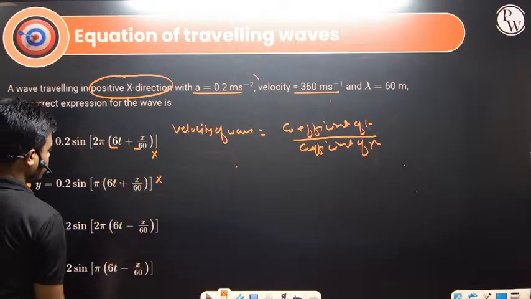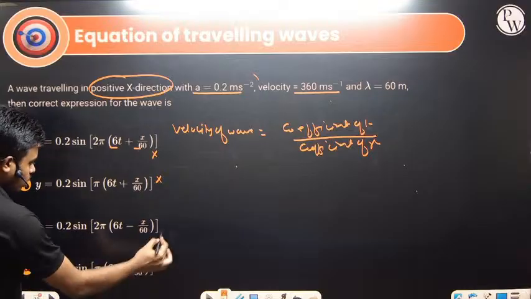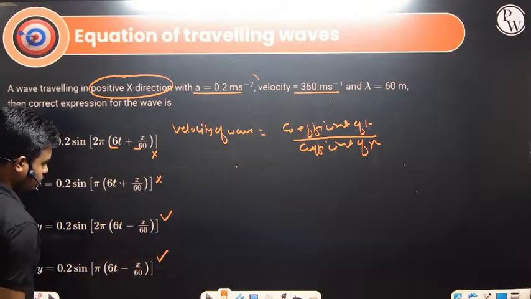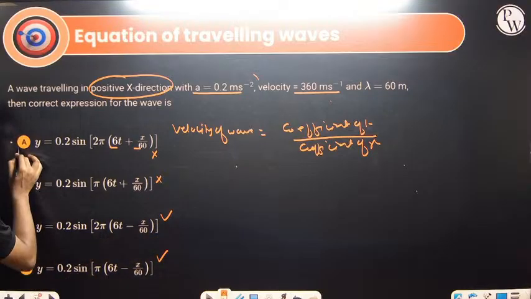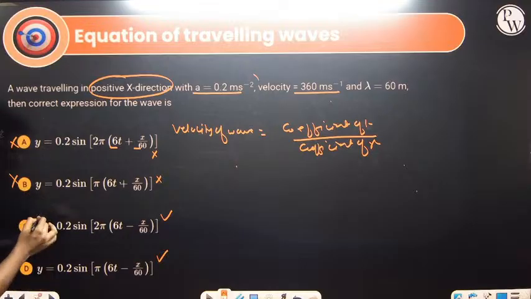This is also not possible because this is also positive, this is also positive. This one and this one both are positive over here. So this option is wrong. This C and D that we have to focus on. And what is the coefficient of t by coefficient of x?